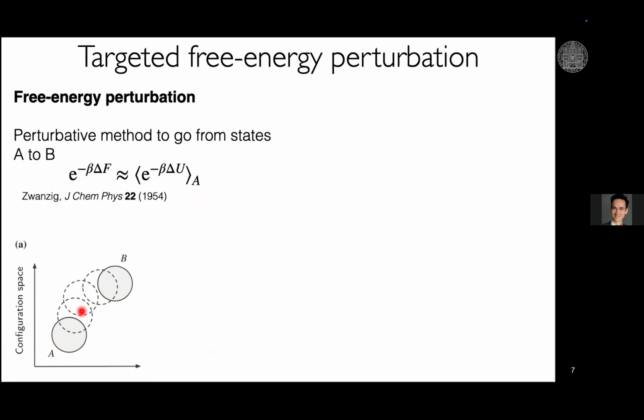And again, you can imagine that there are these issues of configurational overlap, in that if A and B do not overlap well, then this will be very difficult, to reach out and pick points from B and evaluate the difference, only evaluating in the distribution of A. And so one way to do this is to say, well, okay, let's write intermediate distributions and do this in a pairwise manner.